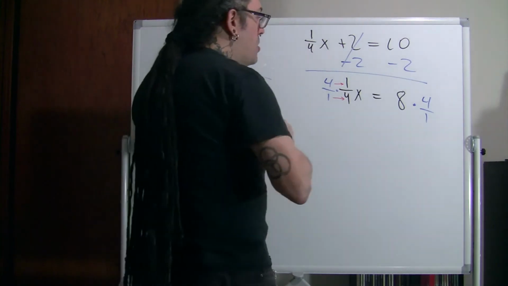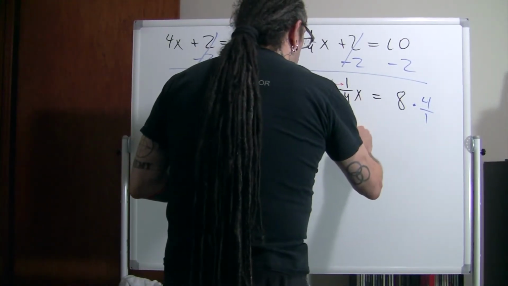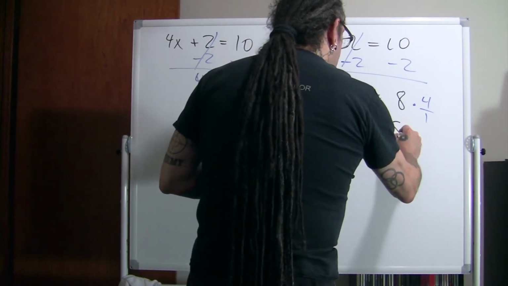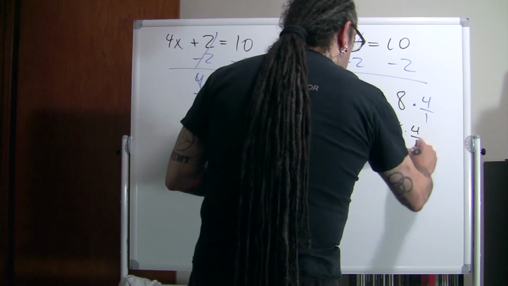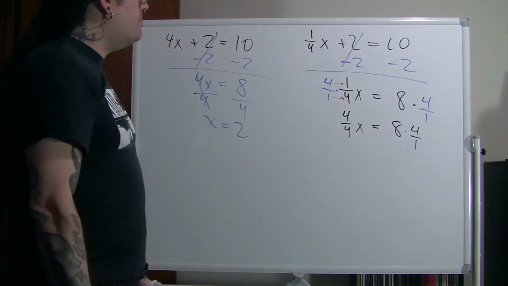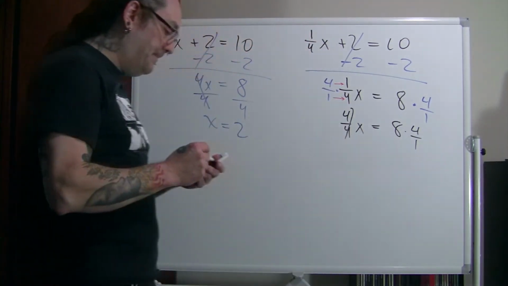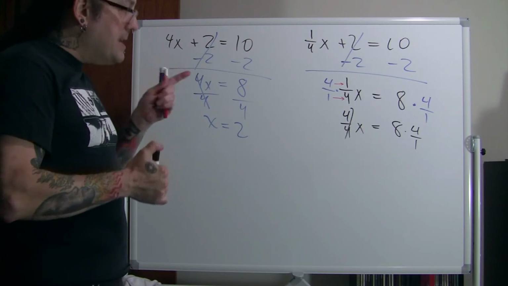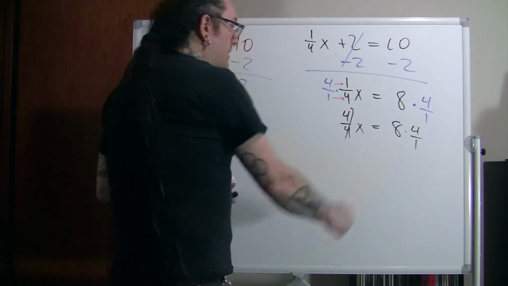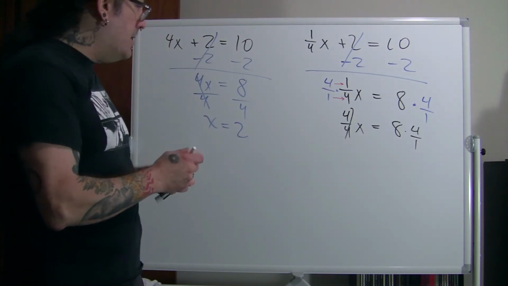And I'll write it the long way. You don't have to necessarily do this. 4 over 4x equals 8 times 4 over 1. I didn't do this part yet. 4 over 4 is 1. So it's just x equals this. But what do I have to do here? Right? Any integer, any whole number, can be written as a fraction simply by putting a 1 underneath it.